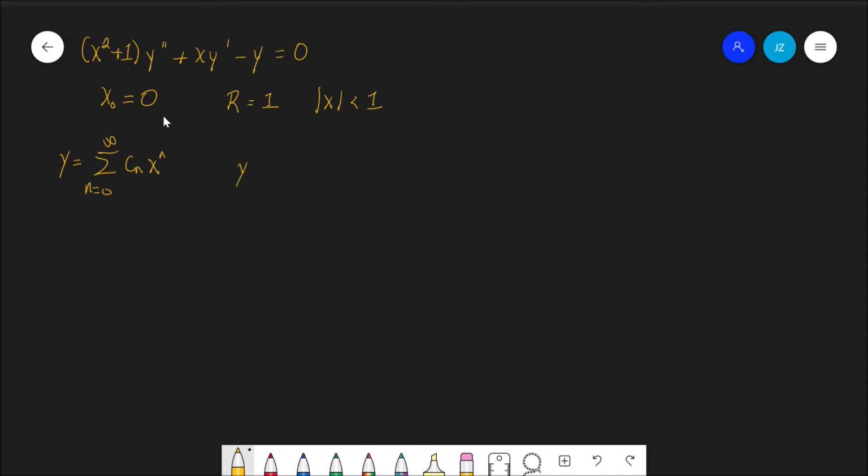This means that y prime will be a sum from n equals 1 to infinity c sub n times n times x to the n minus 1, and y double prime will be a sum n equals 2 to infinity c sub n times n times n minus 1 times x to the n minus 2. What we now need to do is take these three values and plug them in to the differential equation.